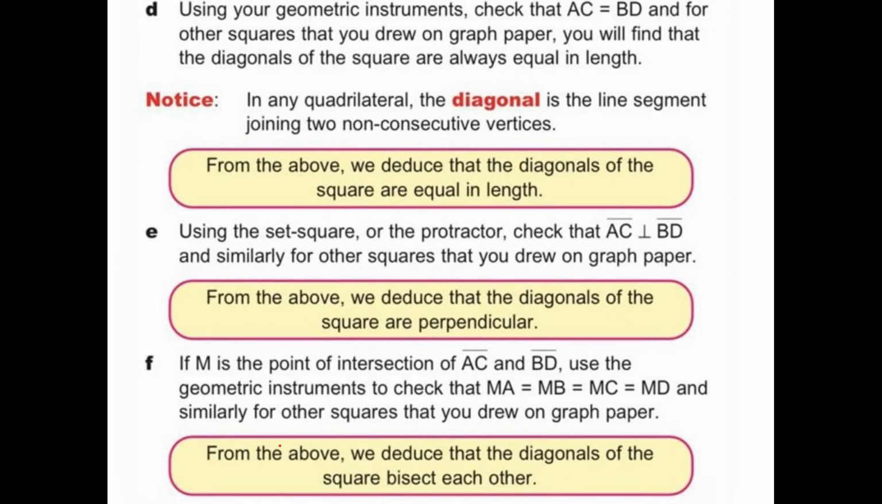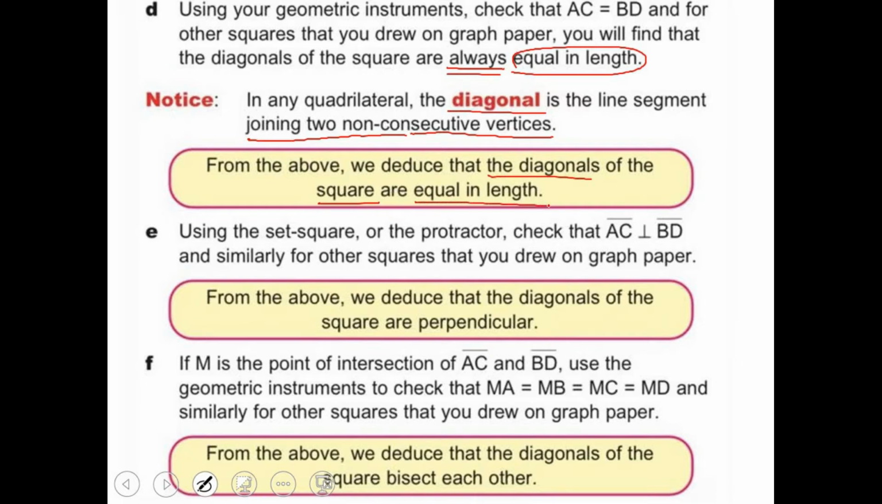Letter D. Using your geometric instruments, check that AC is equal to BD. And for other squares that you draw on graph paper, you will find that the diagonals of the square are always equal in length. Note, in any quadrilateral, the diagonal is the line segment joining 2 non-consecutive vertices. From the above, we deduce that the diagonals of a square are equal in length.